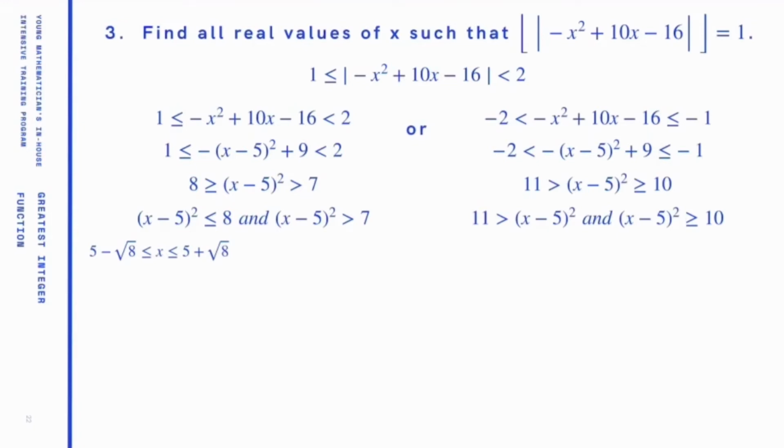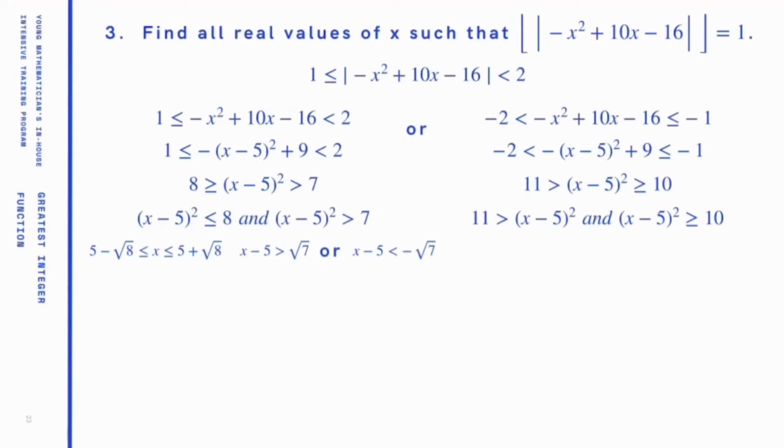Now similarly, if the expression x minus 5 is positive, then it must be greater than the square root of 7. If otherwise x minus 5 is negative, then it must be less than negative square root of 7. Also, just like the absolute value. Putting these two together, x minus 5 is greater than square root of 7, or x minus 5 is less than negative square root of 7.